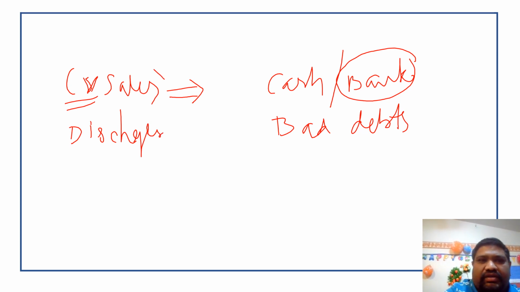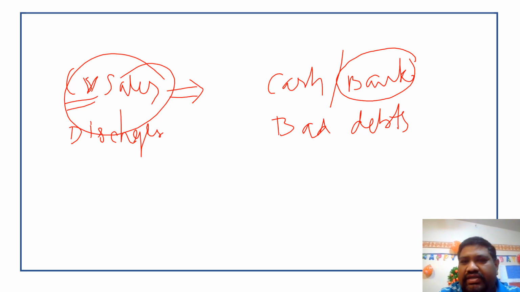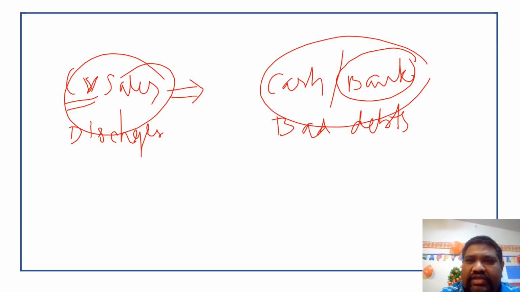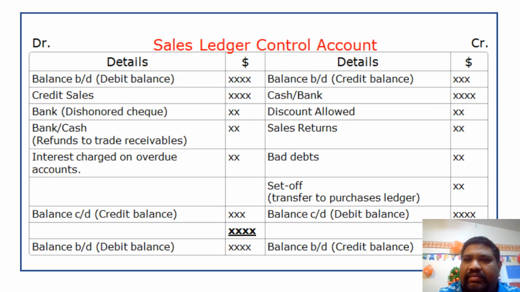Understand? Whenever we have credit sales, we receive cash and bank after some time. Then if the customers turn bad, that is our bad debts. That is a fundamental thing. Okay, right? Now we'll see one by one.